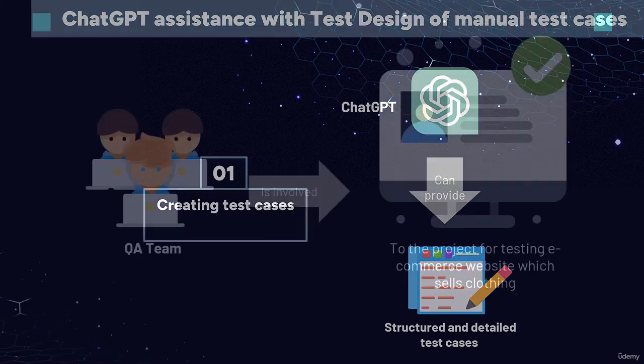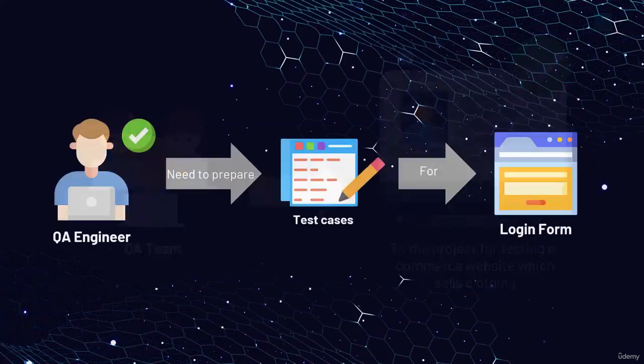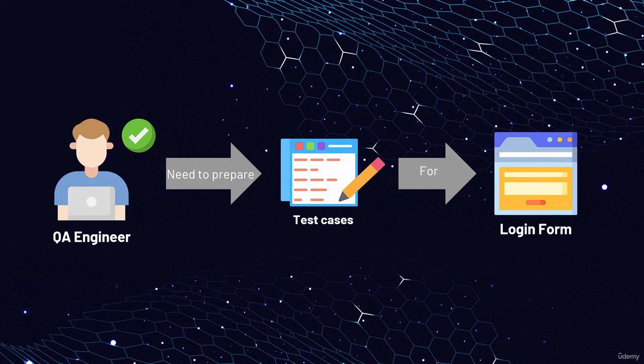Let's consider the example of such a process. Imagine that the QA team is involved with the project for testing an e-commerce website which sells clothing. The project is at the development stage, and the next component that is almost developed and will be ready for testing soon is the login flow. Thus, the QA engineer needs to prepare the corresponding test cases in order to test this component and ensure the quality of testing.